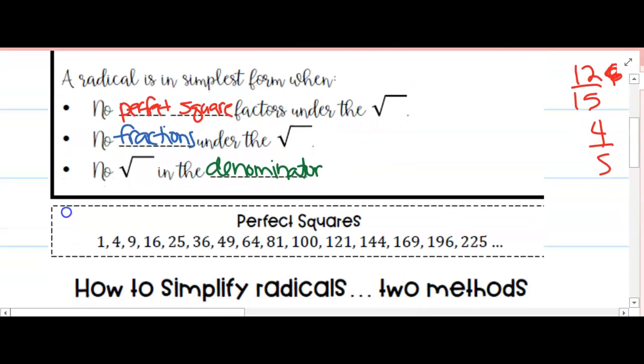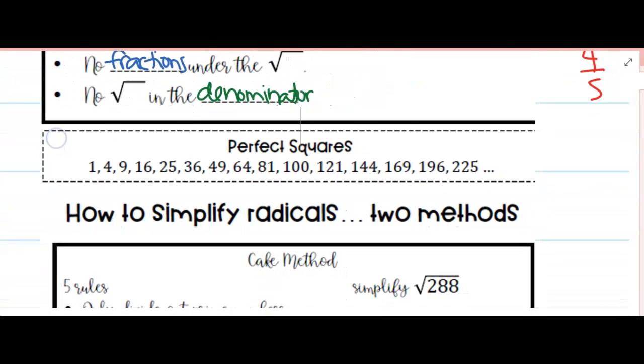So let's talk about the no perfect square factors under the radical. What I have down here is the list of perfect squares. So the perfect squares are 1, 4, 9, 16, 25, and so on. I ended the list with 225, but you could keep going. What perfect squares are is that if you take the square root of any of these numbers, it will come out as an integer, or actually a whole number technically. The square root of 1 is 1. The square root of 4 is 2. The square root of 9 is 3. The square root of 16 is 4, and so on.